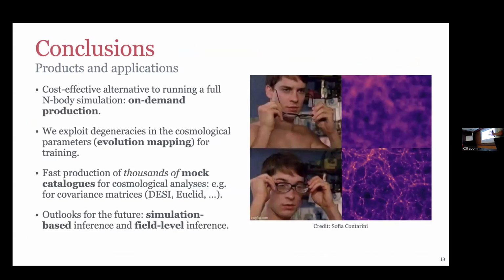So finally, I would like to leave you with my conclusions. We're trying to build this tool to have on-demand production of simulations. We're exploiting the degeneracies of the cosmological parameters using evolution mapping. This would allow us to, just to name an application, produce covariance matrices for DESI or Euclid, for future surveys. And maybe in the future, we might be able to apply this to simulation-based inference and field-level inference. Thank you.